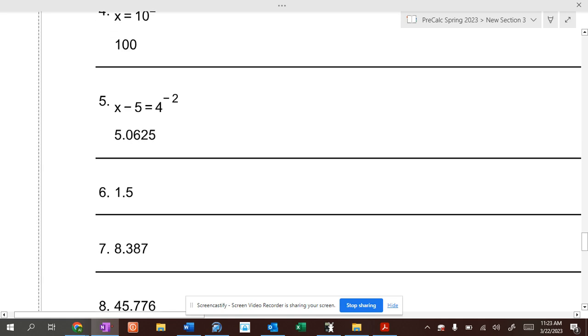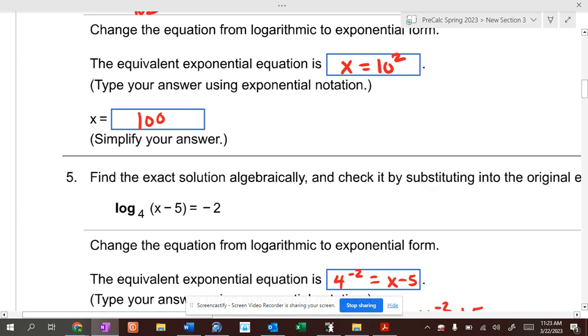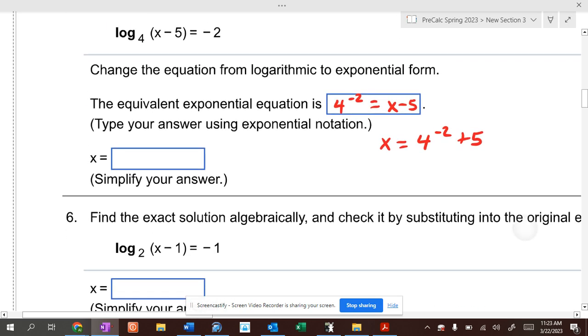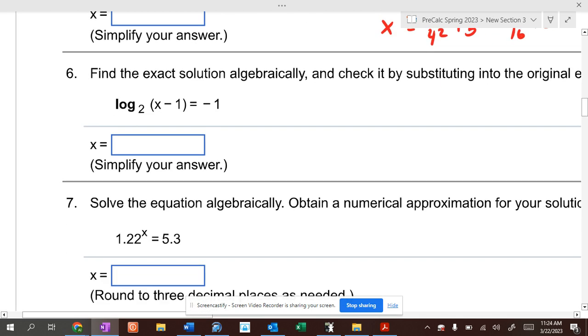I wonder what the answer they have for number 5 is. Yeah, they did it the way I did it originally. All right. Then x equals 1 over 4 to the second plus 5. So 1 over 4 to the second is 1 over 16 plus 5. So it's 5 and 1/16. But they turned that into a decimal, which is 5 point whatever. Okay?